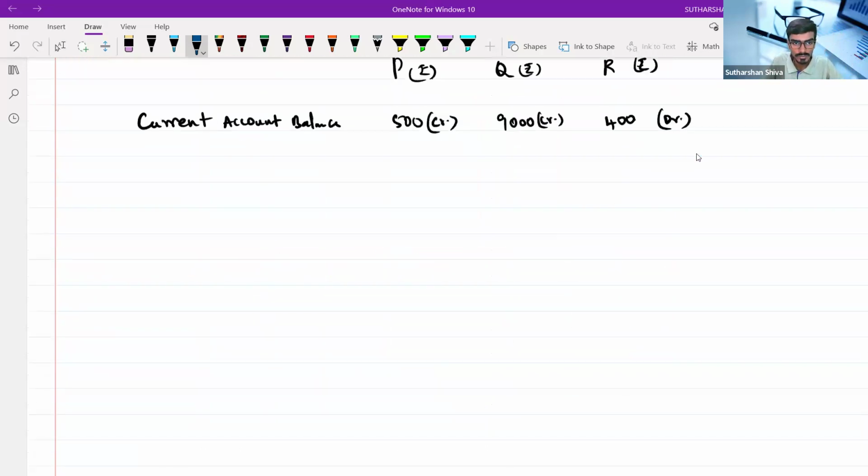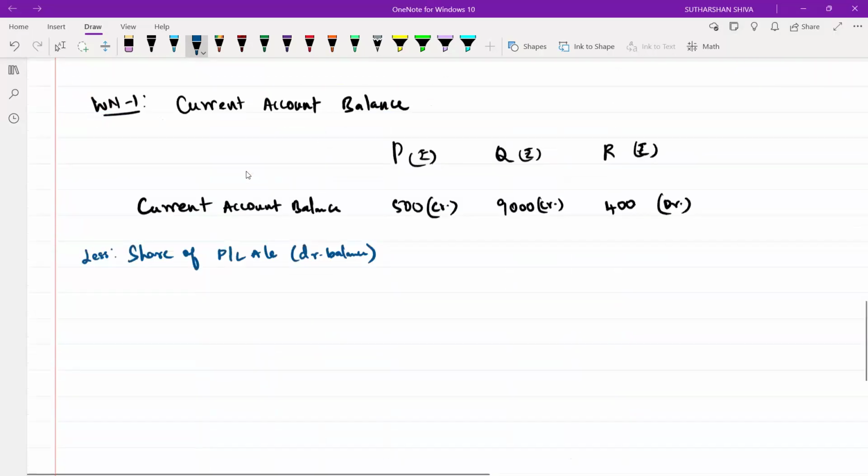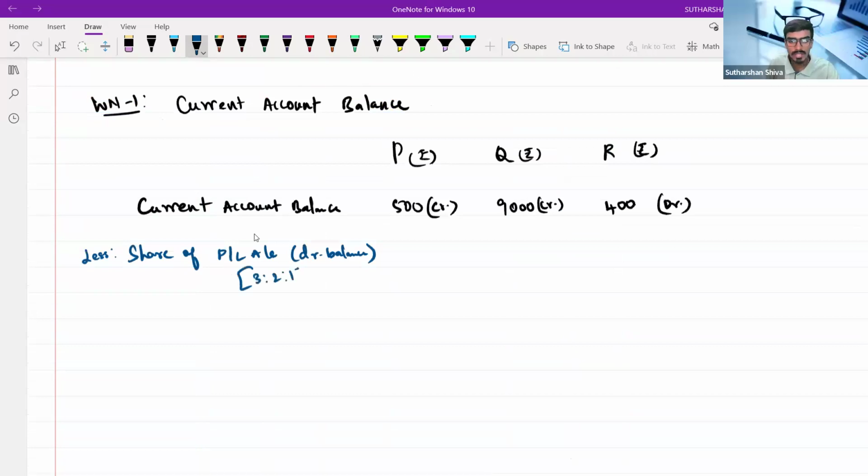So write down: less share of P&L account (debit balance). In which ratio? What is the ratio of the partners? 3:2:1. What is the value over there? 12,000, divided by 6 into 3.